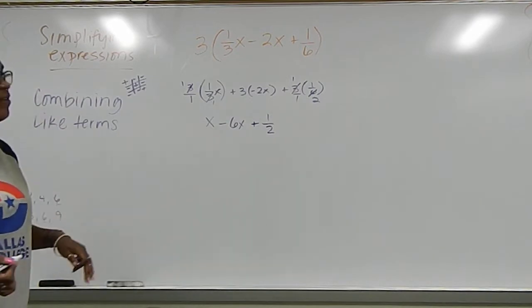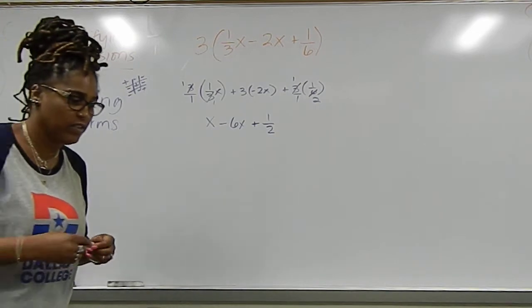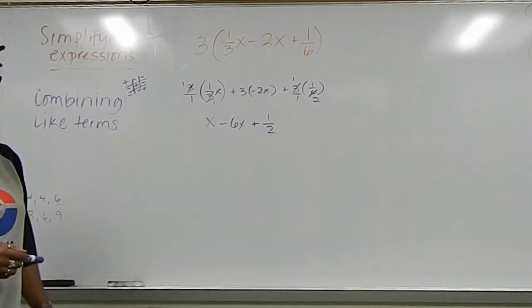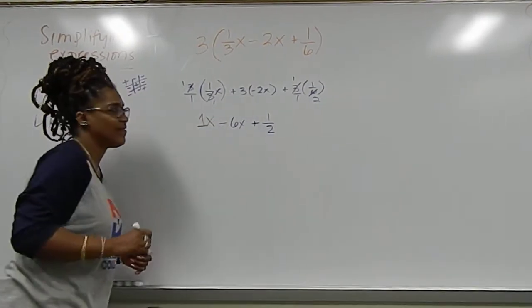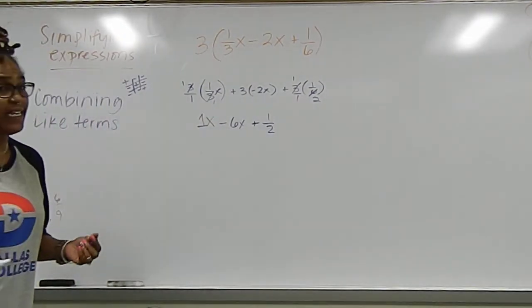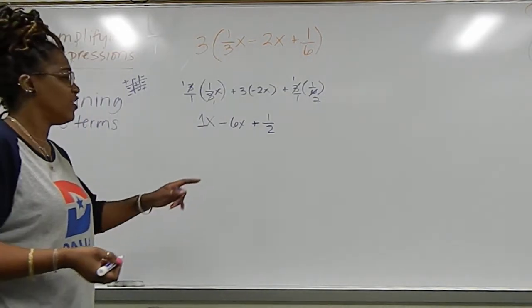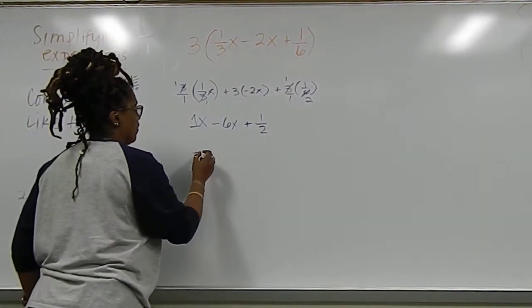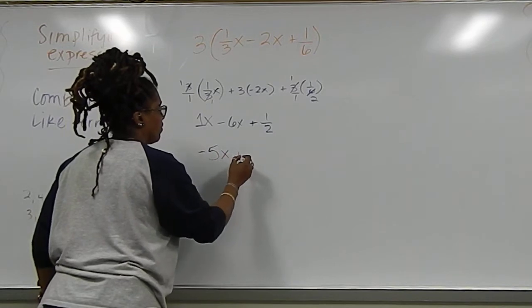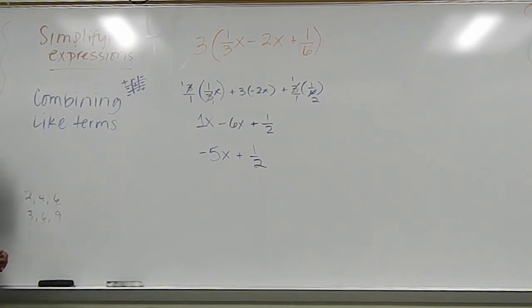This has an x, this has an x. That makes these like terms. What number is understood to be in front of this? The understood 1. And when you're adding and subtracting integers, if you start with $1 and then you go spend 6, you are in the hole $5. Your final simplified answer, negative 5x plus 1/2.